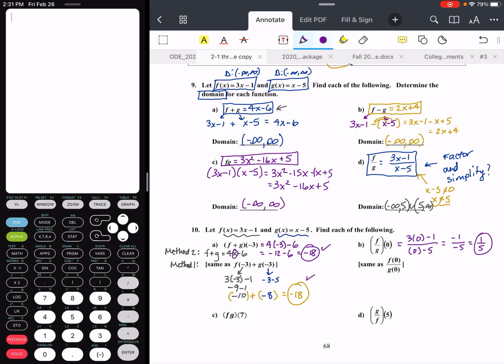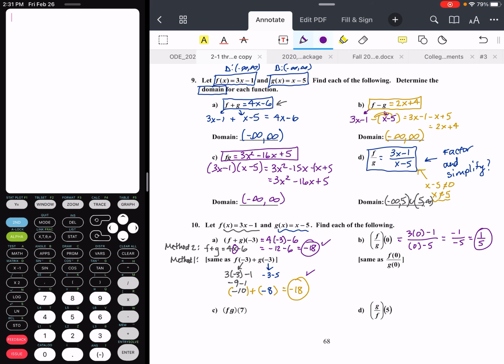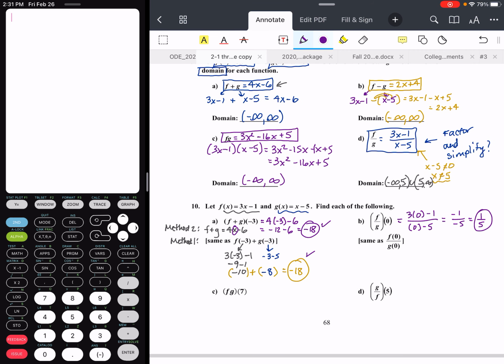All right, for C, it's asking for fg of 7, so f times g of 7, our product function. So one option is we could take our function from part C up here. We already found that product function. So in your calculator, evaluating this at 7, you could do 3 times 7 squared minus 16 times 7, and then plus 5, and that gives you 40.